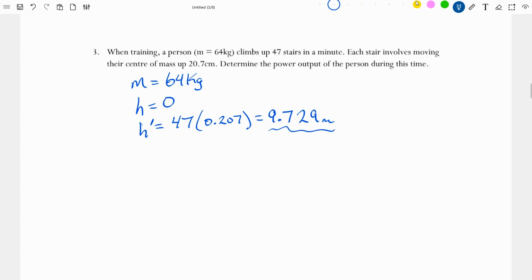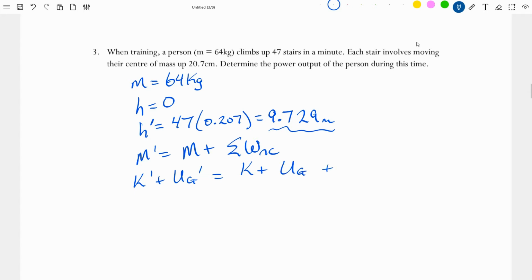Okay, so how much work did they do? Let's fall back into our equation, K prime plus U gravity prime equals K plus U gravity plus the net work done by non-conservative forces, which hasn't made an appearance yet on this worksheet. So here's our first appearance. We're just giving those forces a pass on this, and we're going to say that this is the person's work.